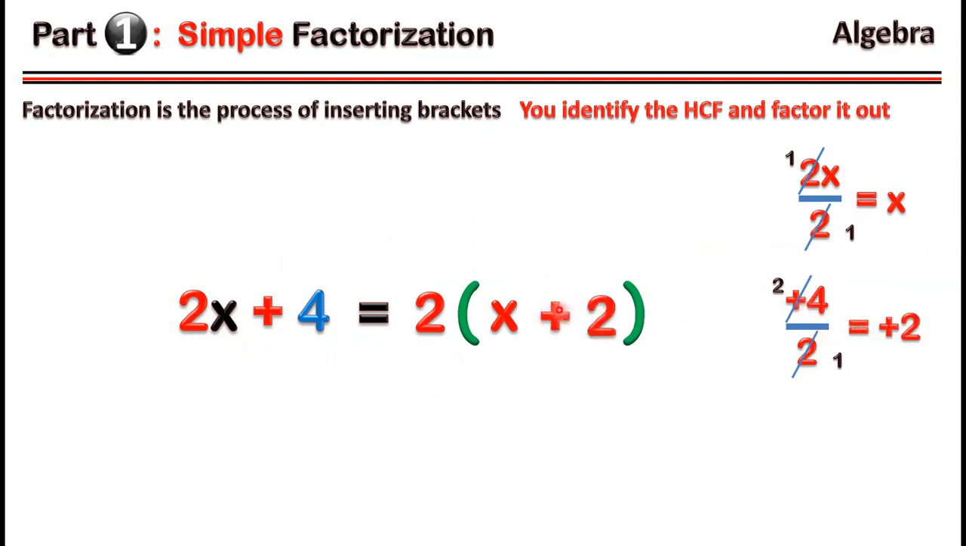So the answer is plus 2. I must put a sign here because it is x plus something. I cannot write x2. That is not correct. So I've put the plus sign. Normally this one is also plus x, but there is no need to put it. So when you factorize, this is what we have.